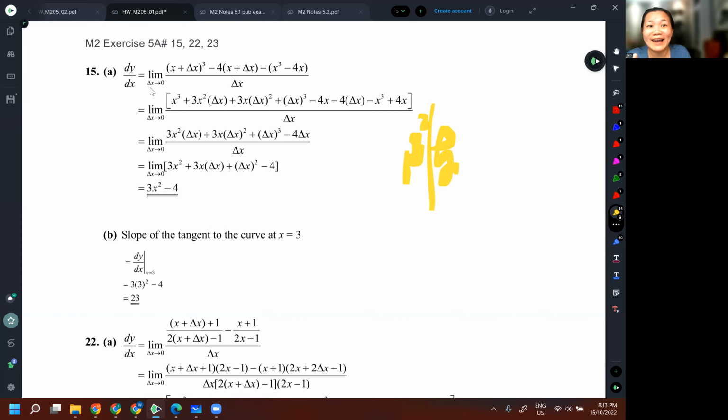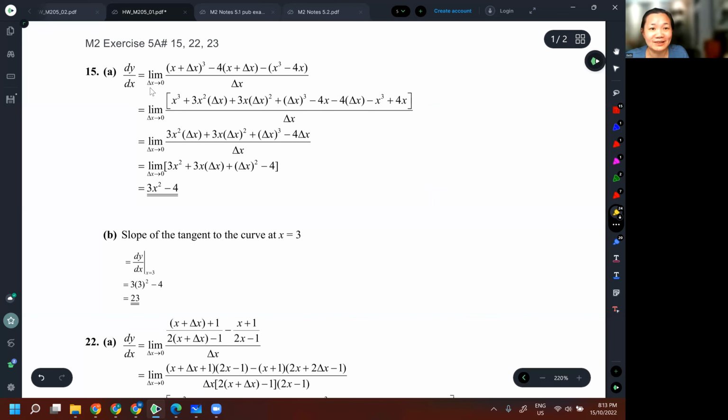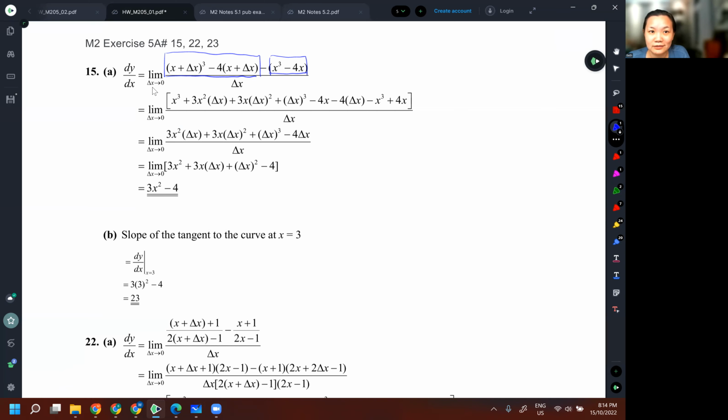It's together. Together. I hope you understand what I mean. It's not delta times x. Now, this is equal to f of x plus delta x minus f of x. This part you must get it correctly.